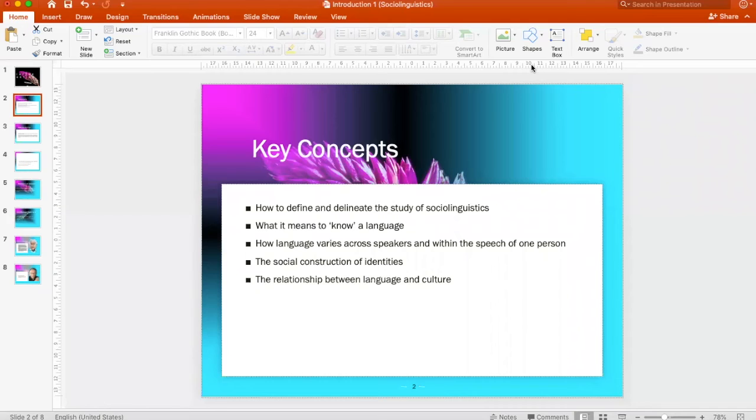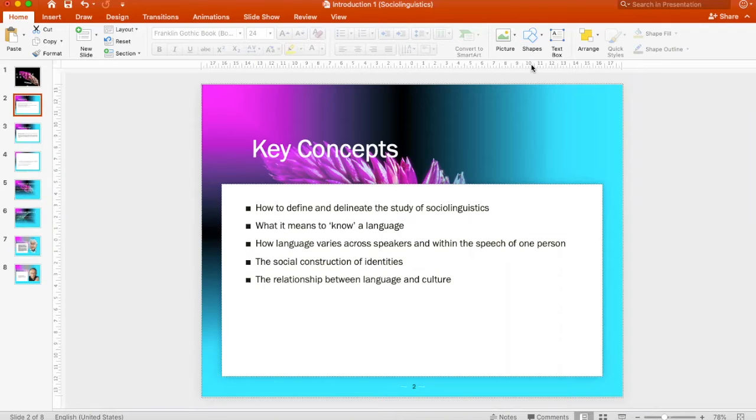First meeting of sociolinguistics. It's the introductions. So we try to see the key concepts first before we take a look at how we try to define these introductions of sociolinguistics. We have to know the language. So what does it mean to know a language first?